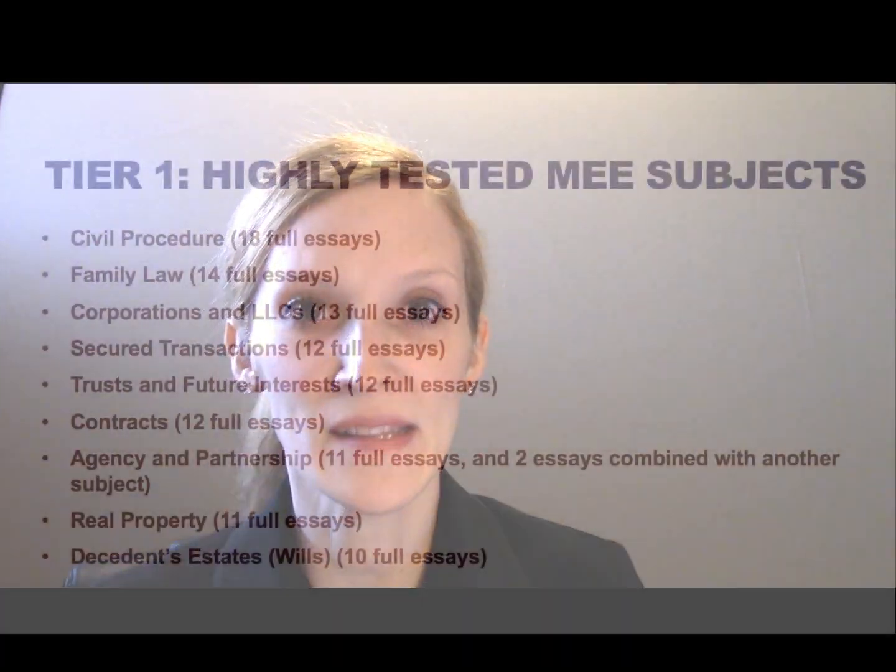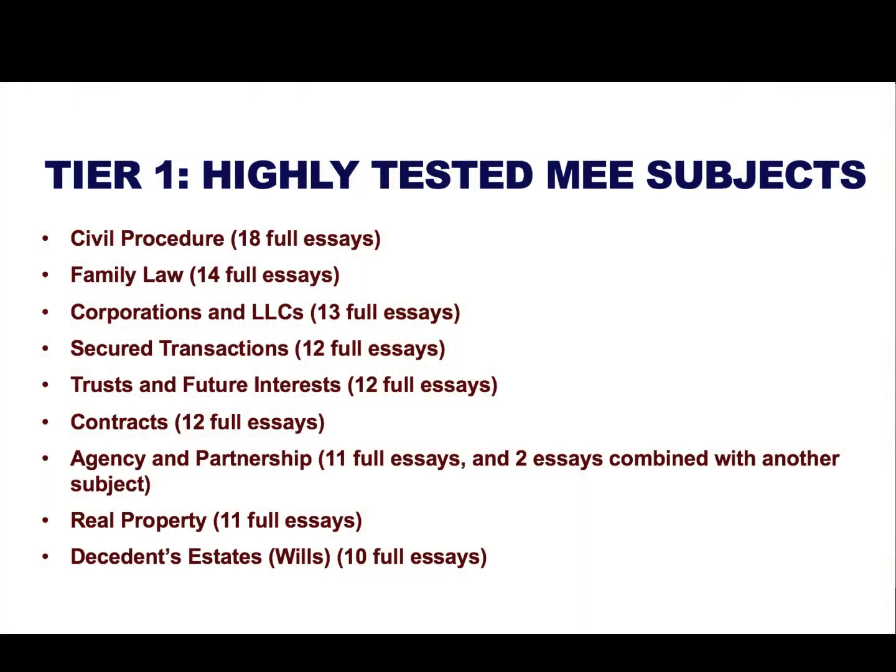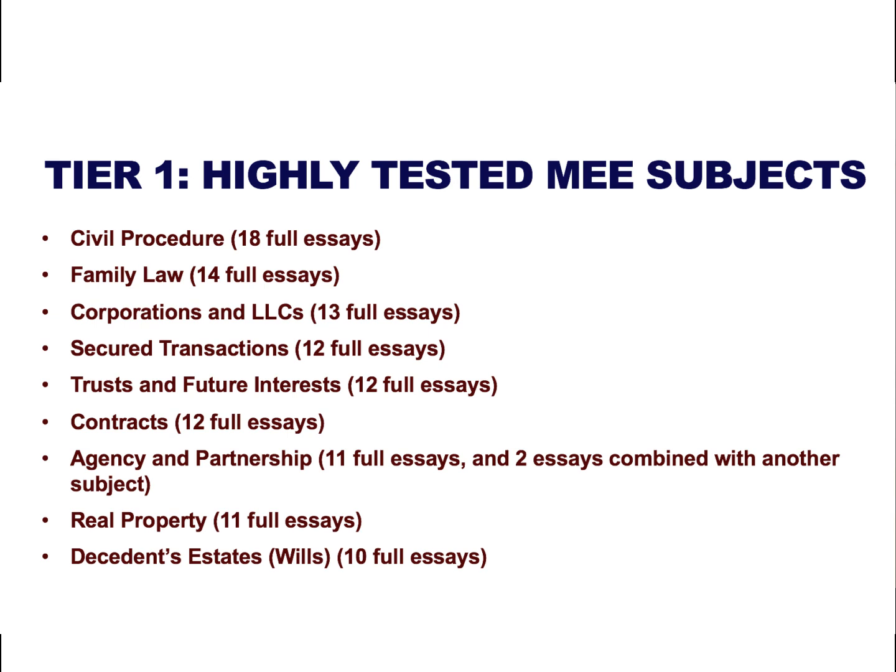If you look at the highly tested subjects on the MEE, you'll notice that we place them into three different tiers. Tier 1 are subjects that you frequently see come up, Tier 2 you see less frequently, and Tier 3 you don't see as much. If we look at the Tier 1 subjects, you will see that things like civil procedure come up all the time. Civil procedure is tested on almost every MEE exam. But also there's family law, corporations and LLCs, secured transactions, trust and future interest, contracts, agency, partnership, real property, and decedents' estates or wills.